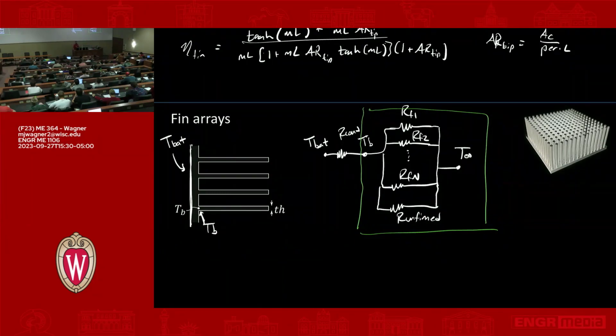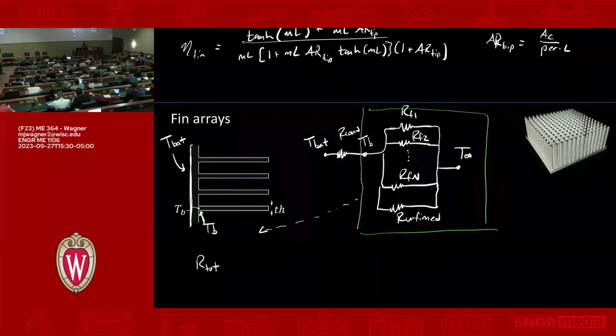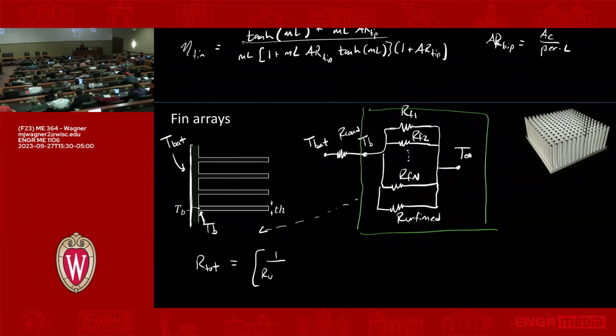All right, so you have stuff in series and you have stuff in parallel. For this example, it would look something like this. R total, I'm going to write just for the green part, just for the array. It's all these things in parallel. So we have 1 over R unfinned plus 1 over R fin 1 plus 1 over R fin 2, plus 1 over R fin N, all to the minus 1.